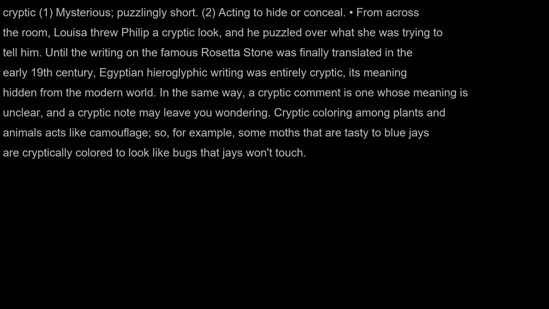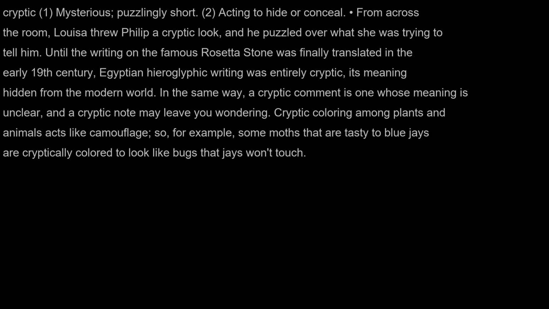Until the writing on the famous Rosetta Stone was finally translated in the early 19th century, Egyptian hieroglyphic writing was entirely cryptic, its meaning hidden from the modern world. In the same way, a cryptic comment is one whose meaning is unclear, and a cryptic note may leave you wondering.